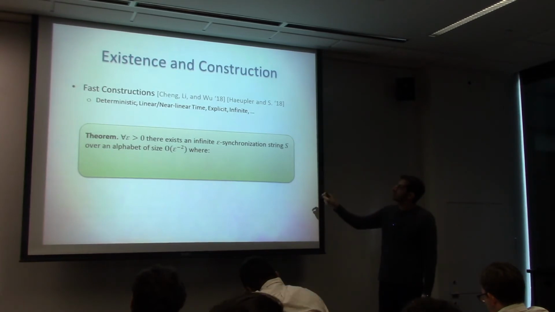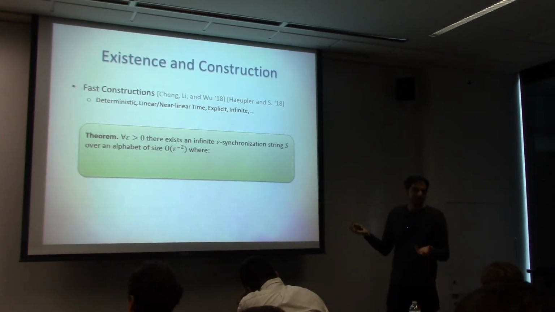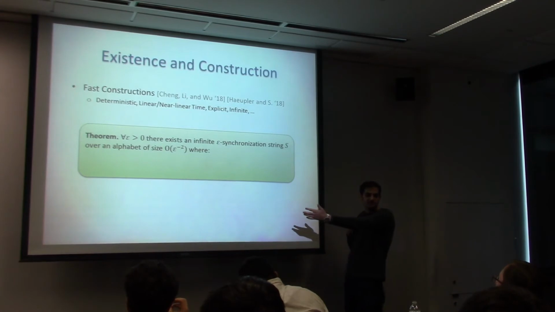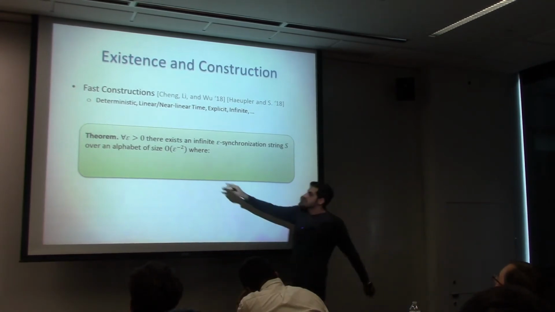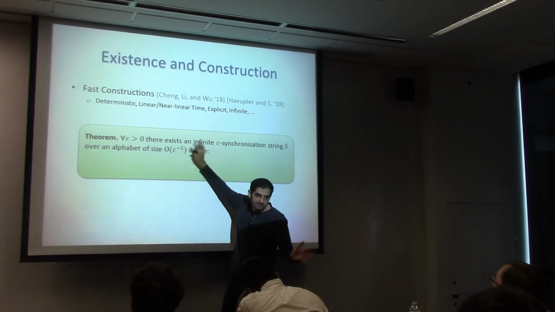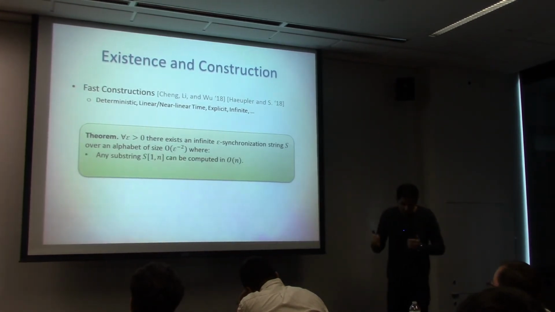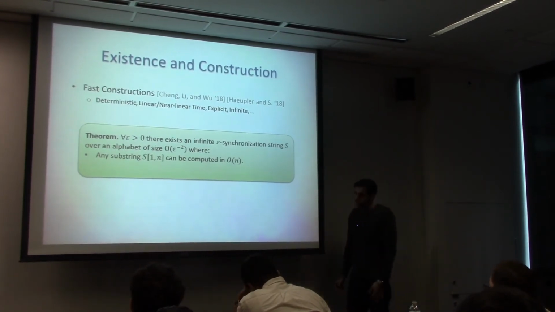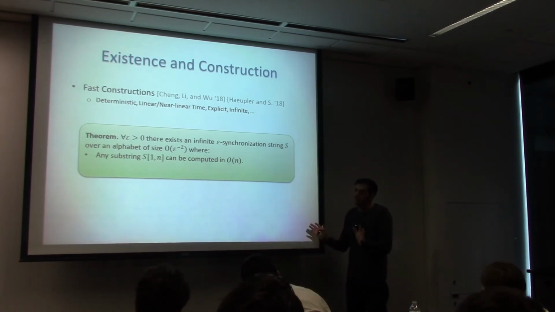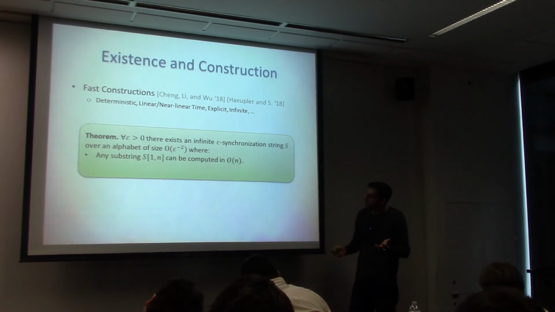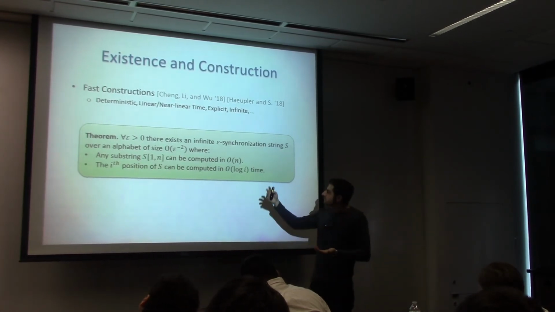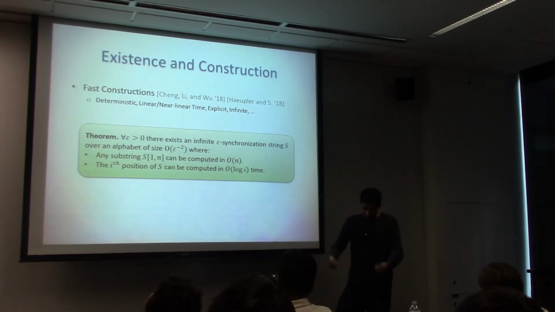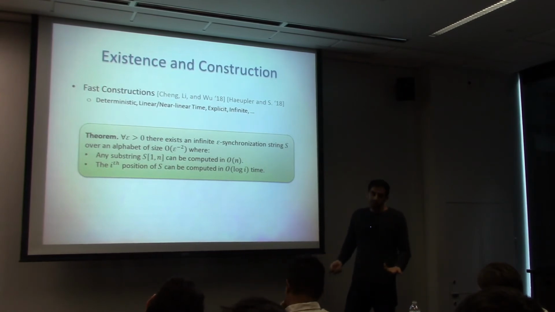give you one theorem from these two works, that sums up a very sophisticated construction of synchronization strings. For any epsilon that you pick, there exists an infinite epsilon synchronization string over an alphabet of this size, which doesn't really matter. It's something that only depends on epsilon. That's the point. Such that you can construct any prefix of it in linear time. So if you need a synchronization string of length n, you can find it in O of n time, so it is constructible in linear time. And also, you can construct any ith position in O of log i time. This is good because you can do it in parallel. If you have multiple processors, you can construct a synchronization string essentially in logarithmic time.